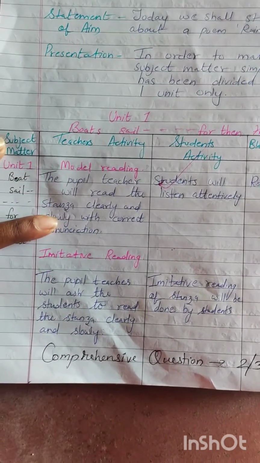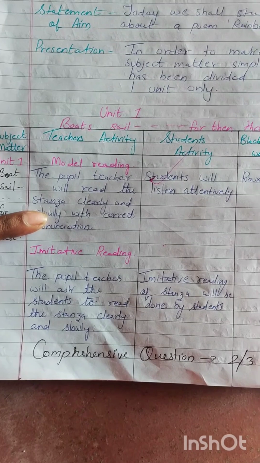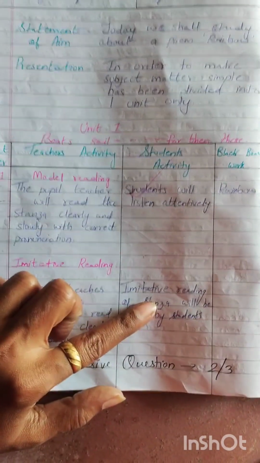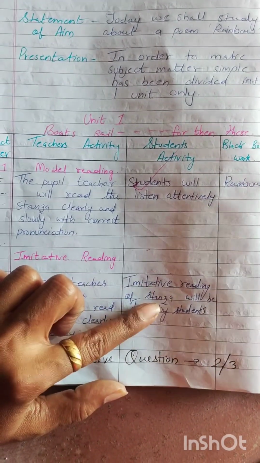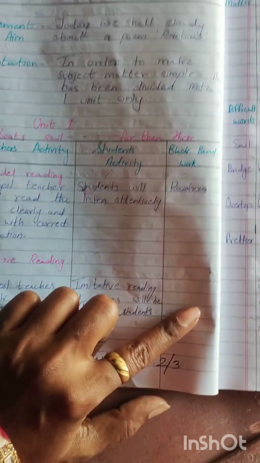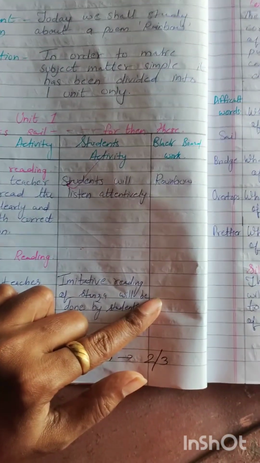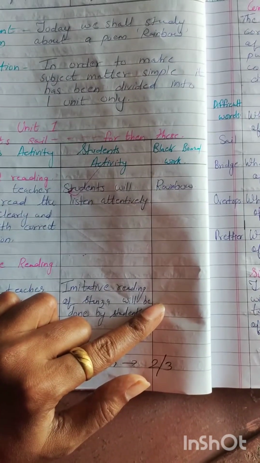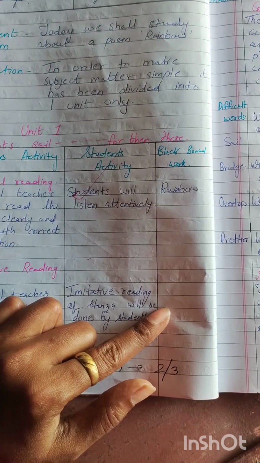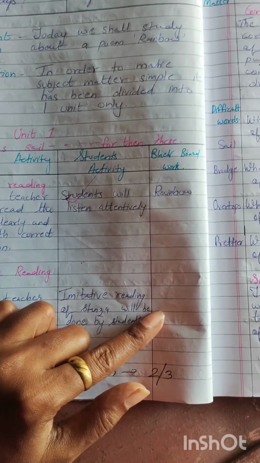What you are going to explain in the class should be written in teacher's activity. What reaction or activity students will give you, write in student's activity. In blackboard work, you have to stick black paper and write down with a silver pen what you write on the blackboard.